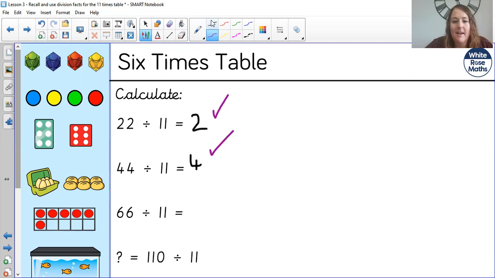Brilliant. Next one, 66 divided by 11 equals what? It's asking you how many 11s there are in 66. Hopefully you got the answer 6 and you can give yourselves another tick. And finally, something is equal to 110 divided by 11, and it's asking you how many 11s there are in 110. And if you had the answer 10, you can give yourself a final tick. Brilliant.